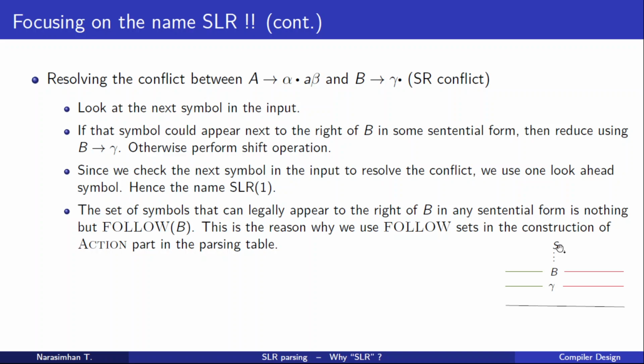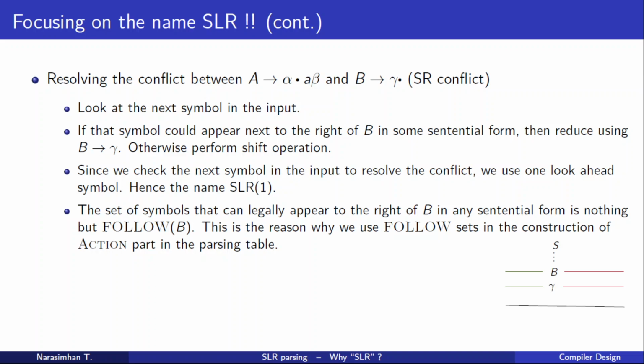If you favor the reduction action, you reduce using B gives gamma. That means this gamma will be replaced with B. This reduction should be done only when the sentential form that you get on replacing gamma with capital B is a valid sentential form. What do you mean by valid sentential form? It occurs as an intermediate step in some rightmost derivation. That means it is a right sentential form.